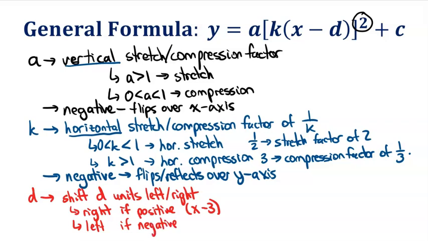So in other words, if you had something like x plus 4, that doesn't look negative, but remember if the form is x minus d, then it's x minus negative 4. That's the same thing as x plus 4. So that would be a d value of negative 4.